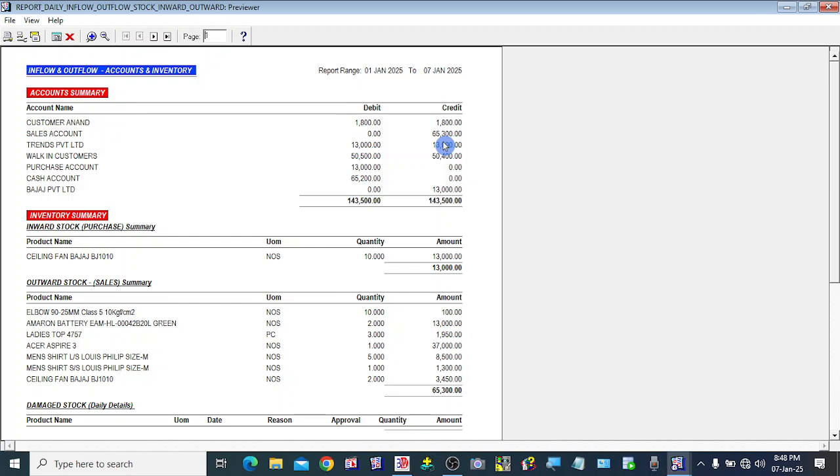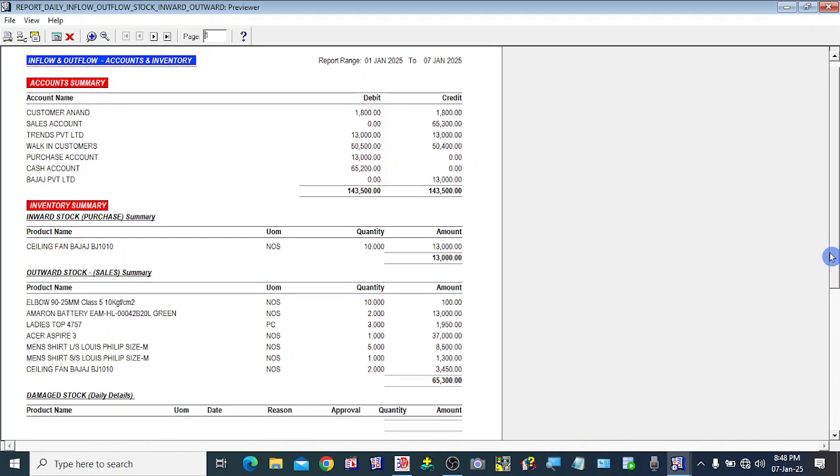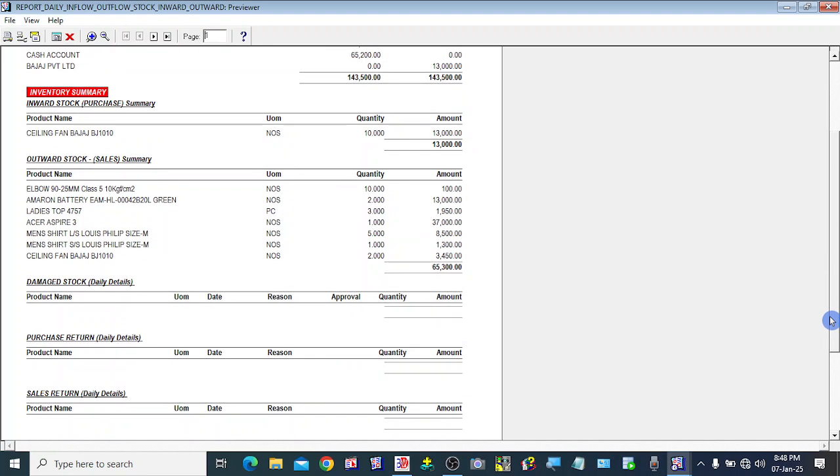Here the sales account's figure is also 65,300. So in this way, accounts as well as inventory, you can very easily reconcile the figure with the help of this report.